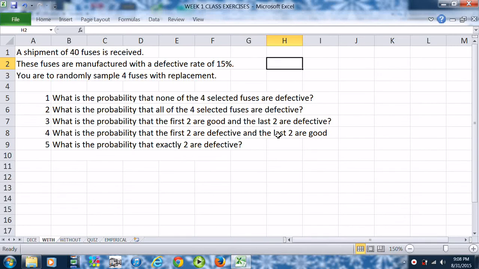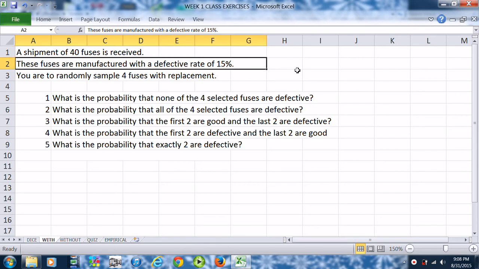In this short video, we are going to look at an example of sampling with replacement. So we're going to assume we have a shipment of 40 fuses, and in this shipment of 40 fuses, 15% will be defective. That is an assumption we make because the fuses from the manufacturer tend to have a defective rate of 15%. We're going to randomly sample 4 fuses with replacement.